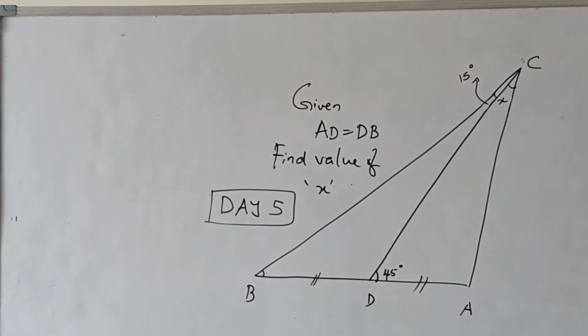In the given diagram, ABC is a triangle. Angle CDA is marked as 45. Angle BCD is marked as 15 degrees. You need to find the value of the angle ACD, which is marked as X in the diagram. It is also given that AD is equal to DB. Now, let us see how we can solve this particular sum.